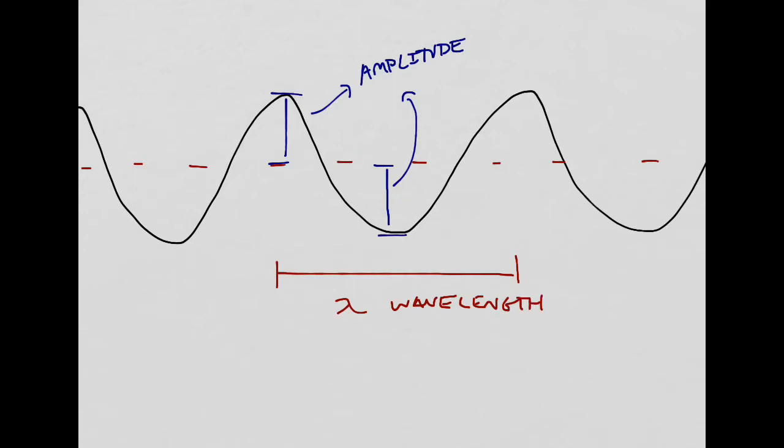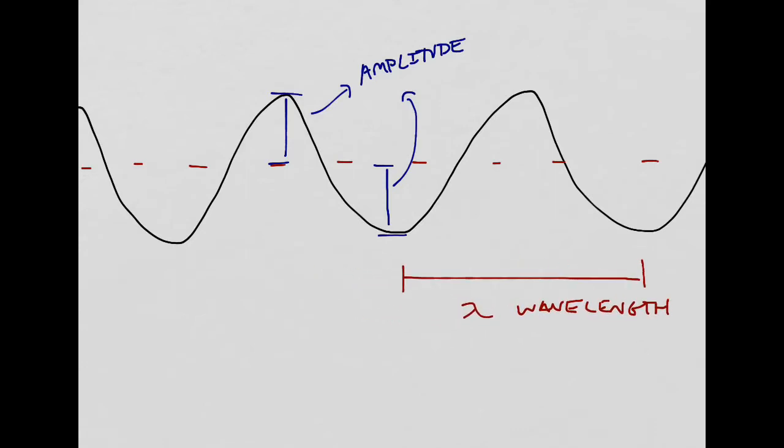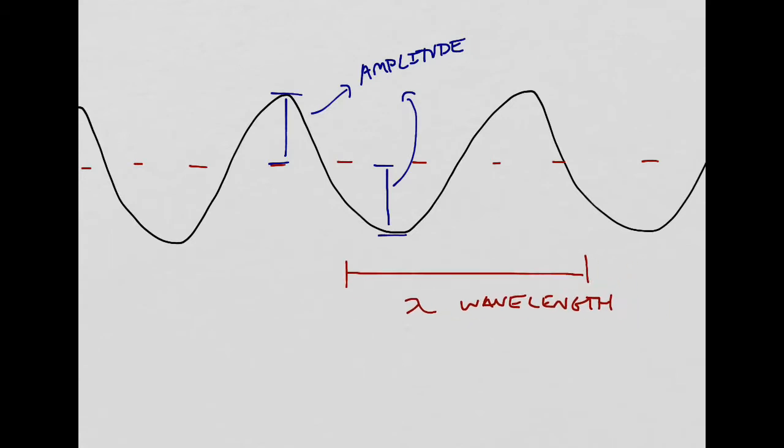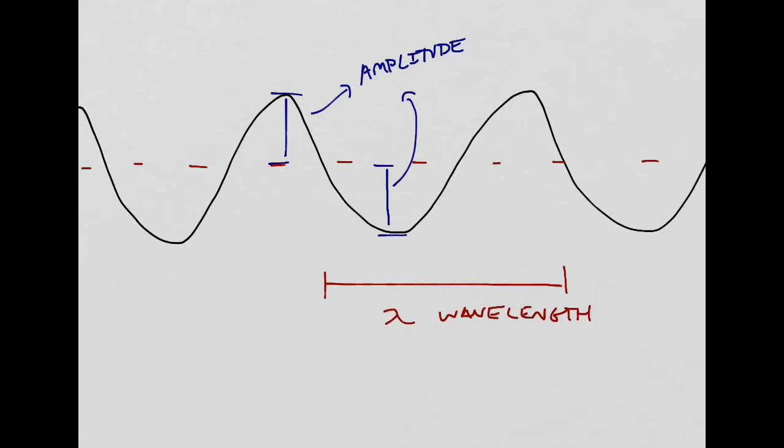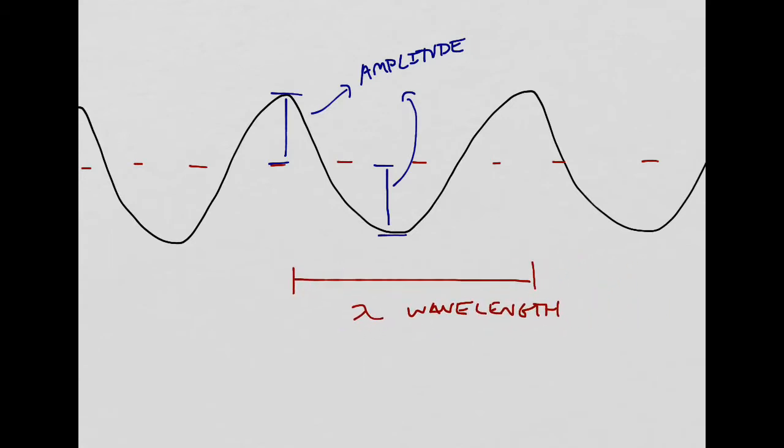I could take this wavelength here, and right now it's measuring the distance between two crests, but I could also move it between two troughs. As long as I pick two of the same points on the wave, then any distance is going to give me the wavelength right here. I'm going to put it between these two crests.